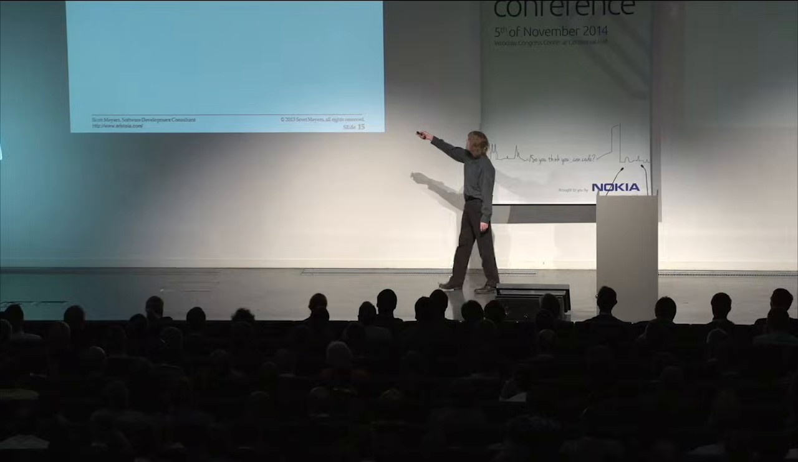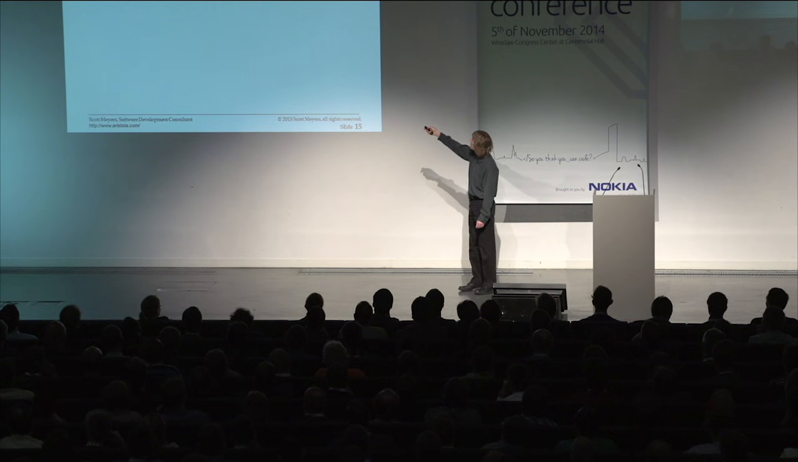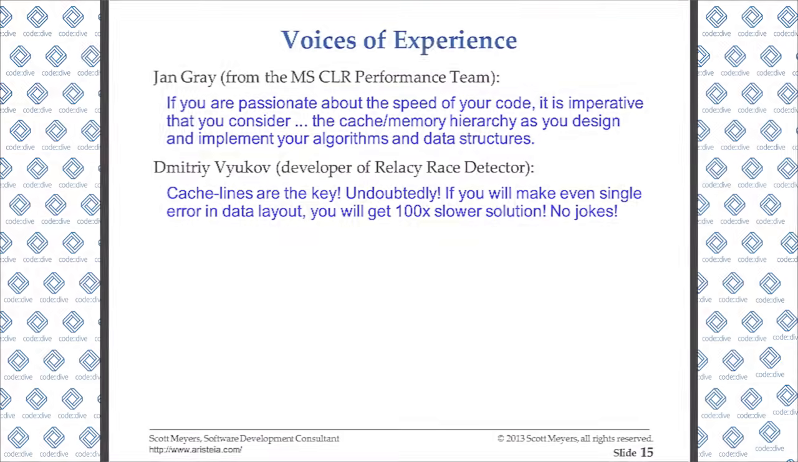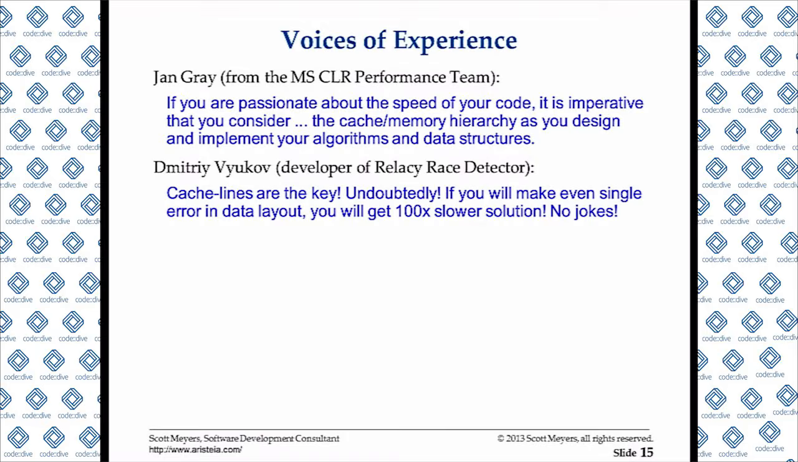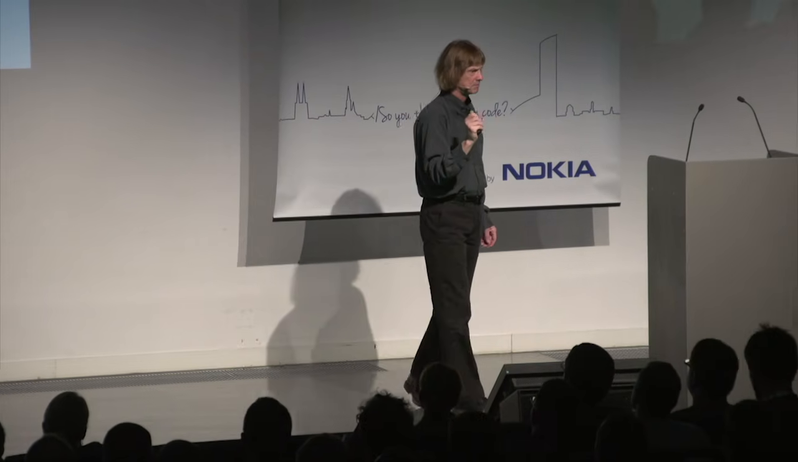This is from Jan Gray. He's on the Microsoft performance team. And in case you wonder why I keep quoting Microsoft people, it's just because they blog a lot. And as a result, it's easier to get that information from them. What he says is if you're passionate about the speed of your code, it is imperative that you consider the caching and the memory hierarchy as you design and implement your algorithms and data structures. This is talking about the data cache.